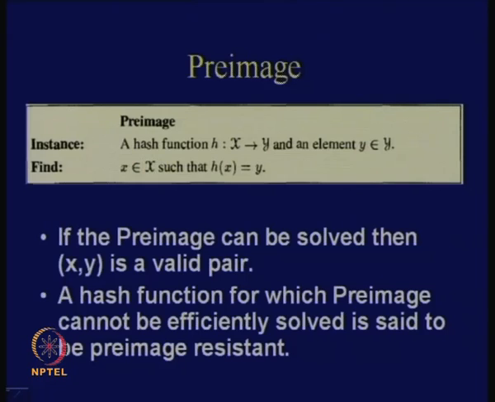We discussed what is meant by an efficient algorithm yesterday also. So the idea is that a hash function for which the preimage cannot be efficiently solved is said to be preimage resistant. So that is one fundamental property which a cryptographic hash function must satisfy, because of its application. So this is one important definition.